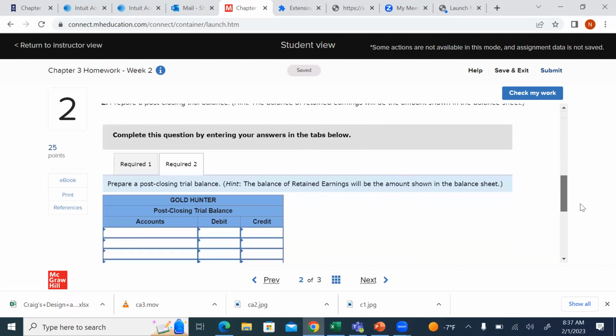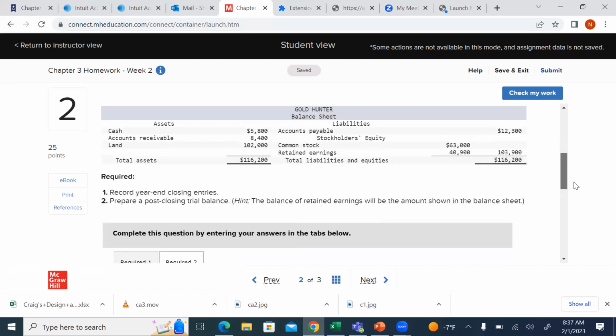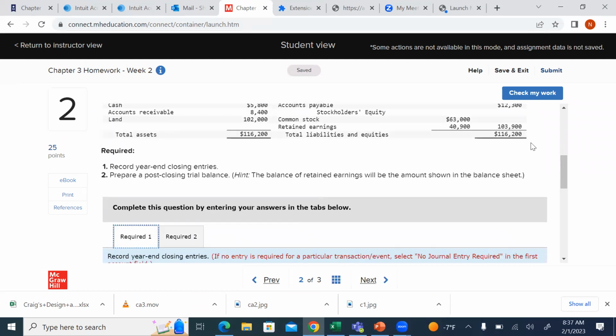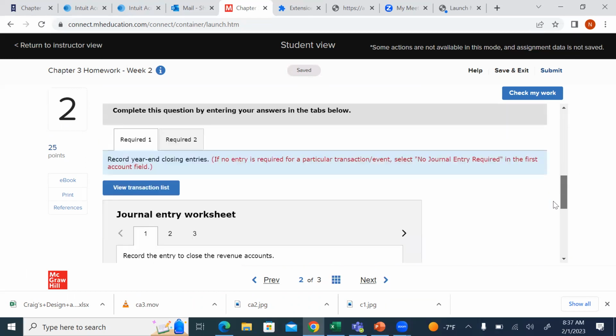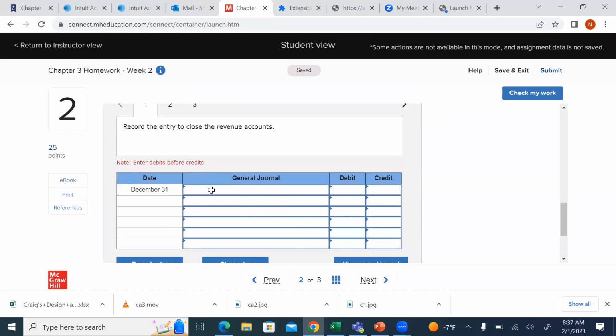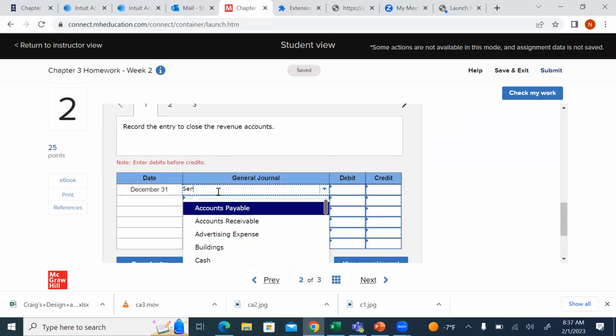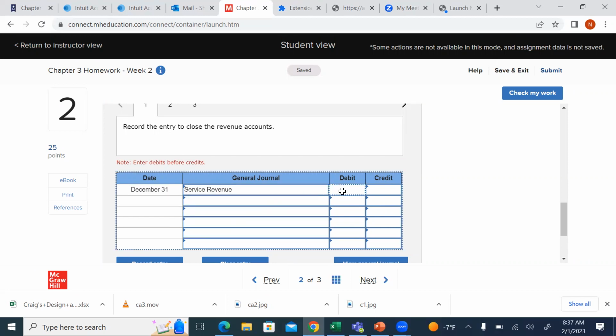So record the year-end closing entries. We're going to debit our service revenue for $80,700. And remember, we debit it because it has a normal credit balance, so to zero it out, we're going to debit it. That make sense?